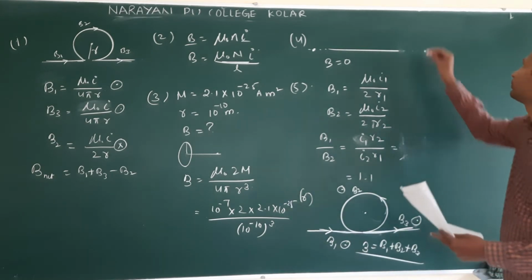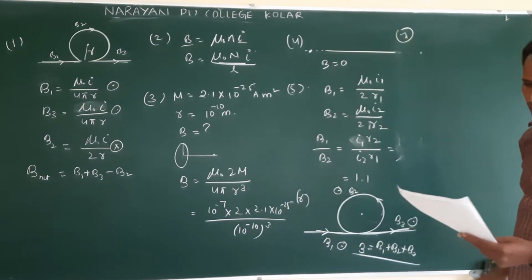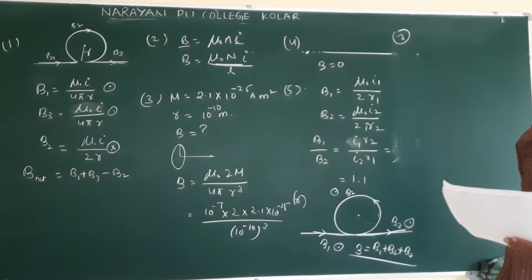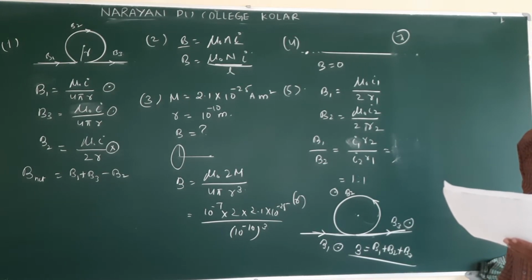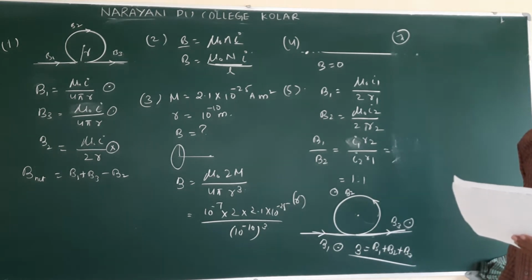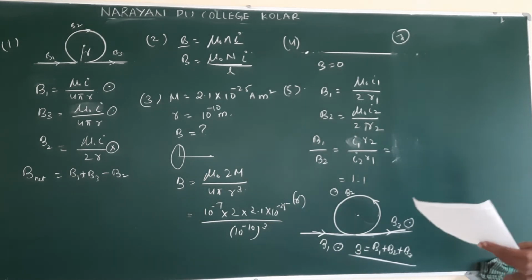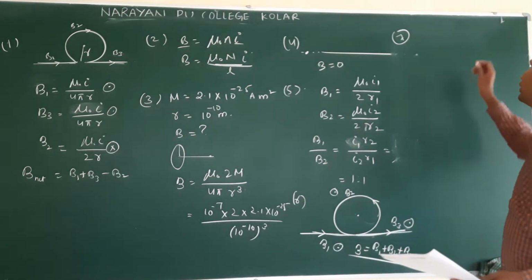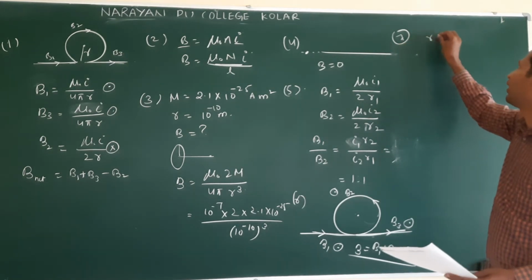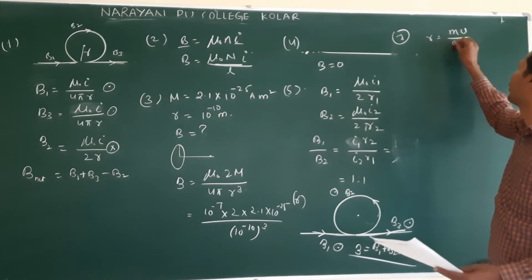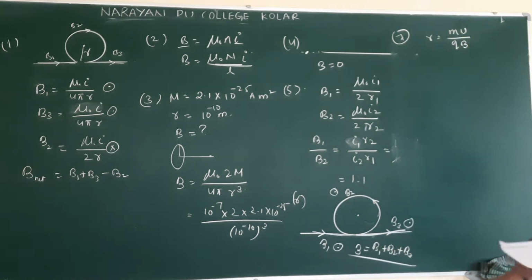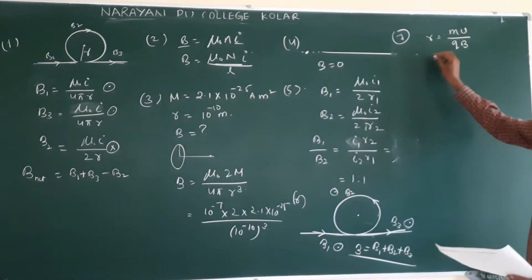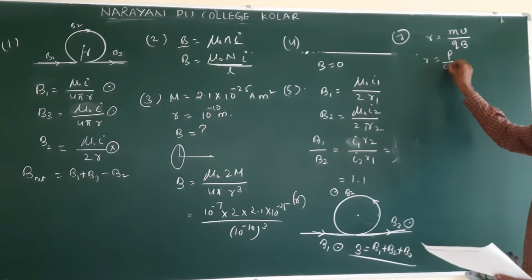Seventh one. A proton, a deuteron and an alpha particle have the same kinetic energy and are moving in a circular trajectory in a constant magnetic field. Rp, Rd, R alpha denote respectively the radii. Then they are asking for a comparison. So we need to write the radius in terms of energy. What relation do we have? R is equal to mv by qB. Am I correct or not? So this is momentum, p by qB.